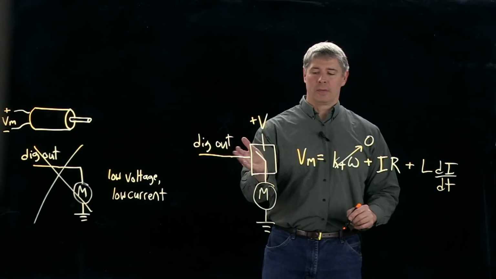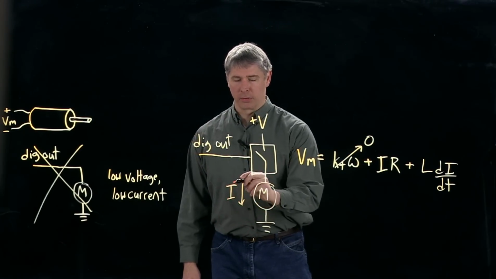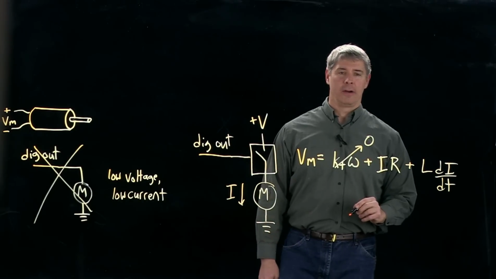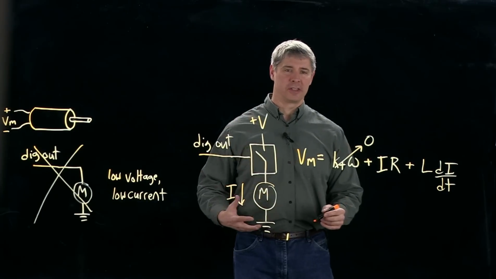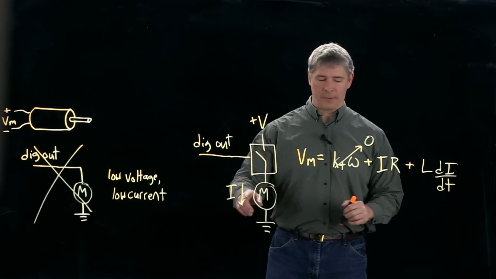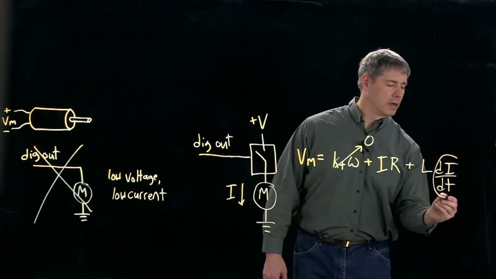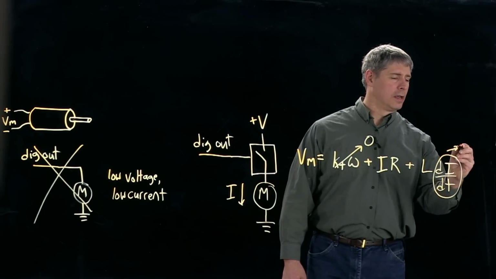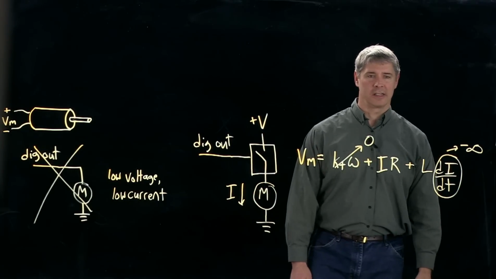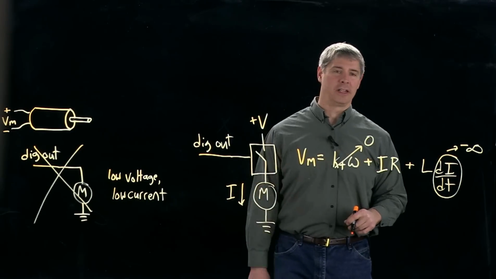What's going to happen? Well, we see that there's been a current I flowing through the motor, but when we open the switch, there's no path for that current to take anymore. So the current has to drop to 0. It has no choice. There's nowhere for it to flow through. So if we take a look at this equation here, that means that the rate of change of the current is going to be minus infinity. It's going from some positive value to 0 instantaneously. So the voltage here is going to become minus infinity across the motor.